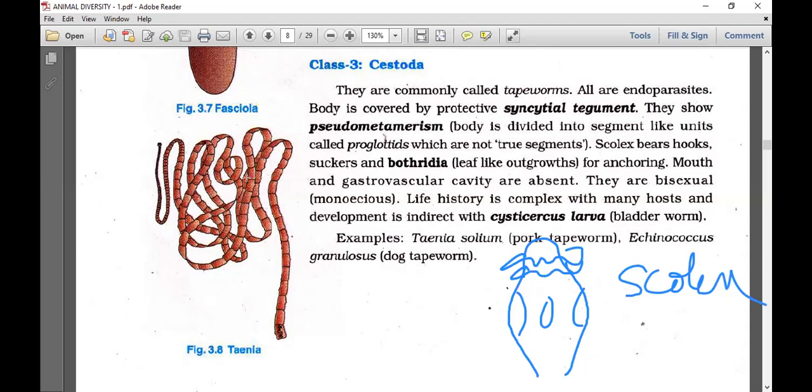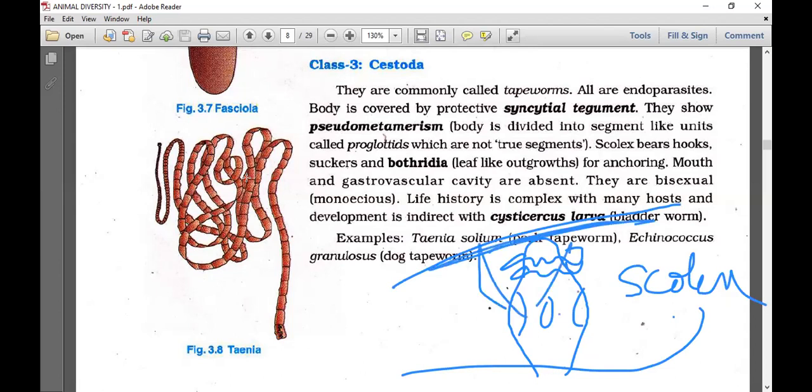And bothridia, leaf-like outgrowths, are found here itself. What is it for? To attach to the small intestine. That means anchoring. Otherwise, in the human small intestine, they may be flushed away along with the foodstuffs. So that is why they attach to the wall of the small intestine with the help of these hooks and suckers.